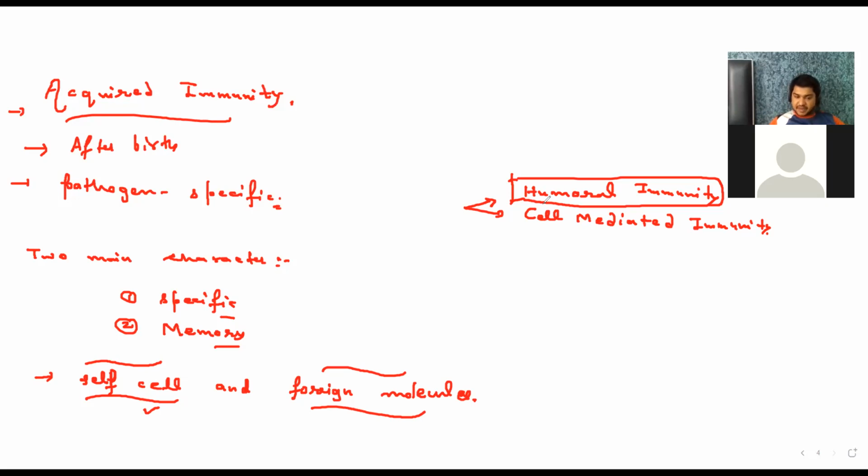But if I talk about cell mediated, it is actually done by the T lymphocyte. This T lymphocyte gives rise to two types of cell: cytotoxic T cell, or you can say killer T cell, and the other is the helper T cell. These are the types of cell which kill the microbes. So cell mediated means it is done by the T lymphocyte. T lymphocytes are present in our body.